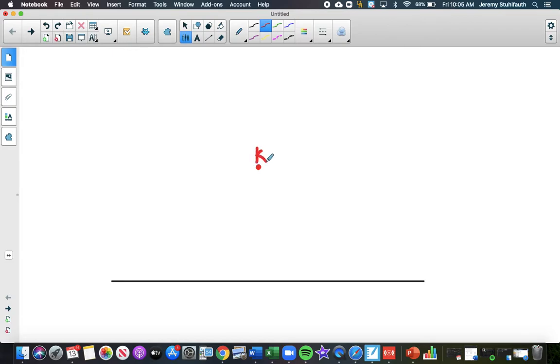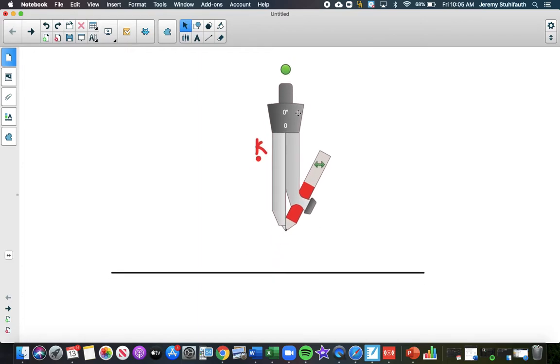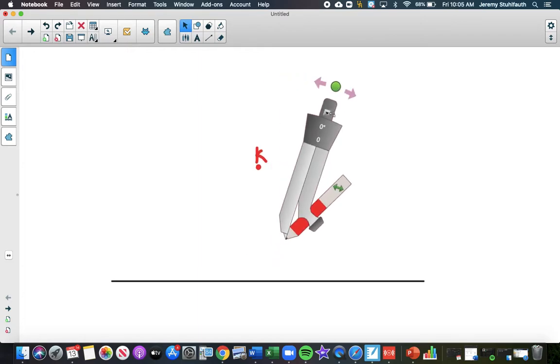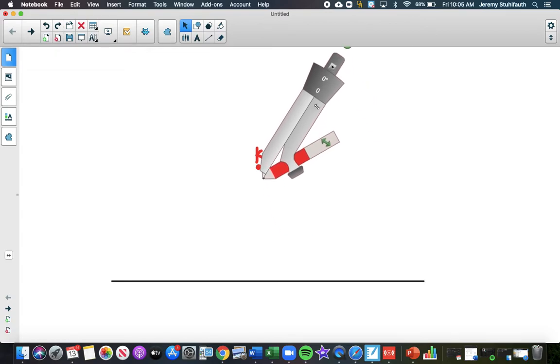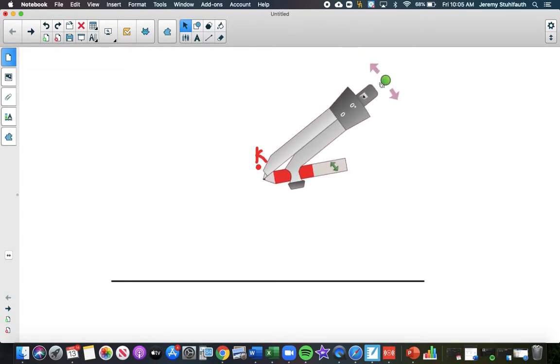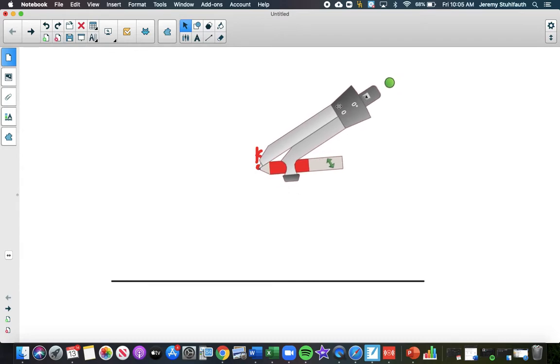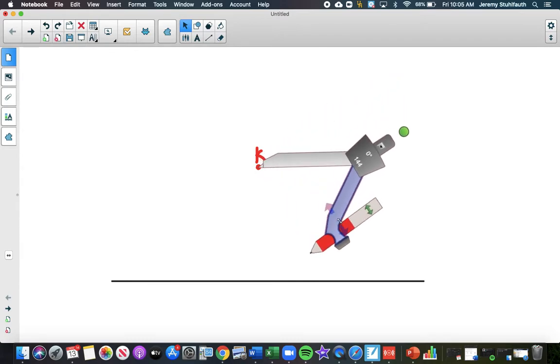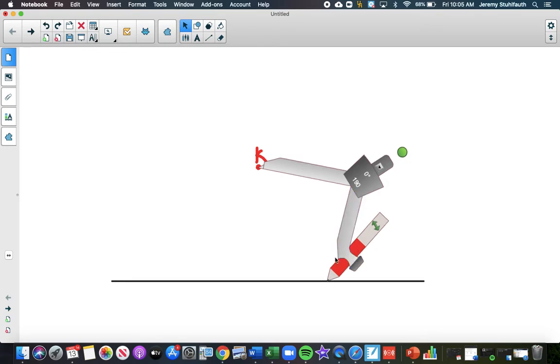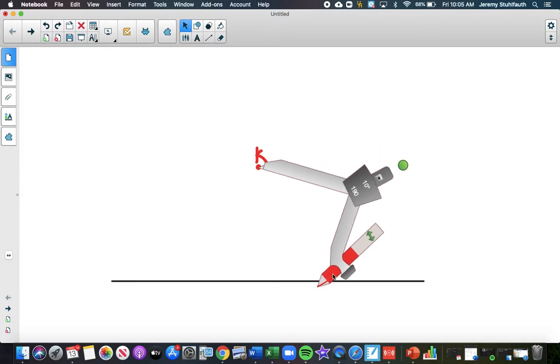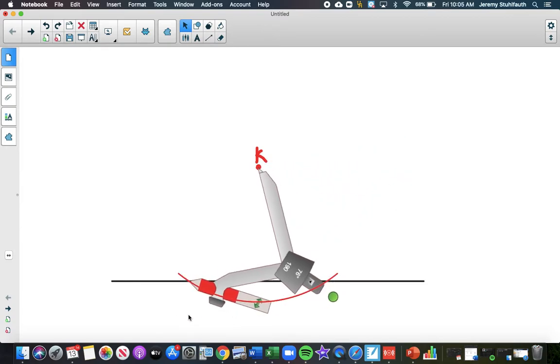Okay. Now, in order to construct an isosceles triangle, we need to have two segments that are the same distance from point K to the base of this triangle, or this line segment that we have. So what we can do to draw that is adjust our compass like so. So you have the distance from K to this point right here. And then if you draw your arc, you have over here another point that is the same distance from K as the one that's over here on the right.